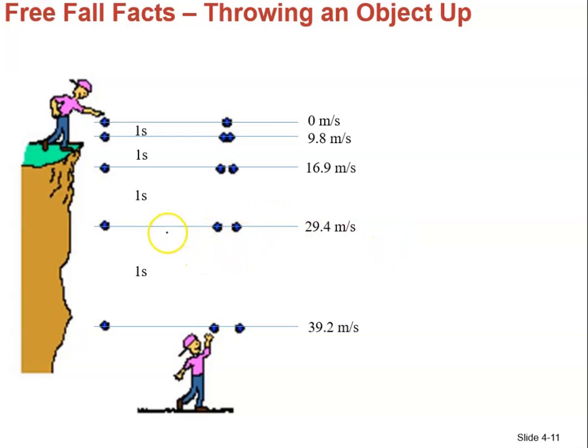So this just shows basically the same thing, gives it some numbers. So if we look at the distance between each of these is 1 second, our object is slowing down as it moves up and speeding up as it moves down. And that change in speed is going to be the same for each time interval.